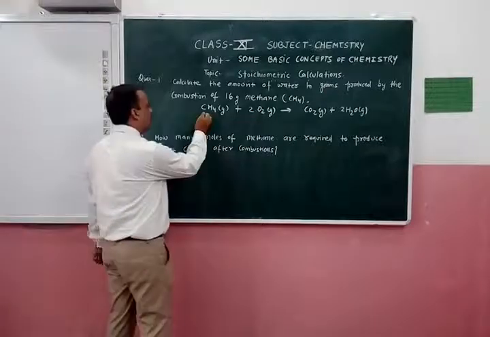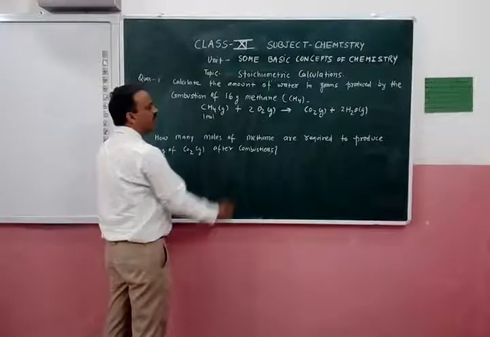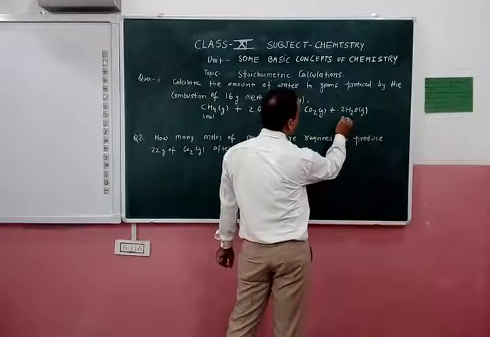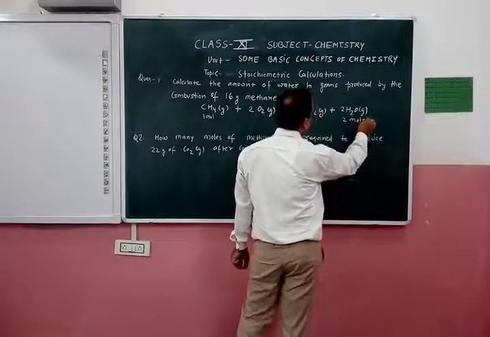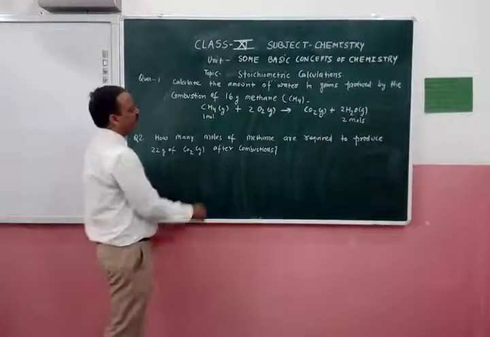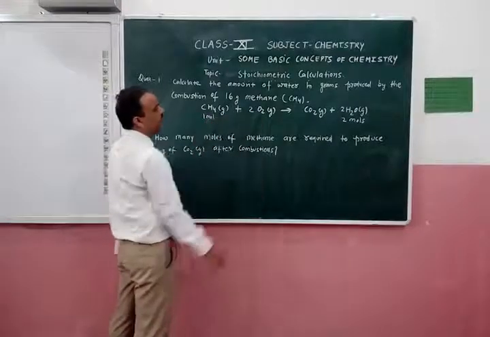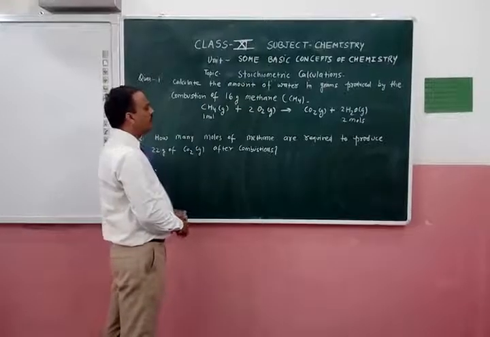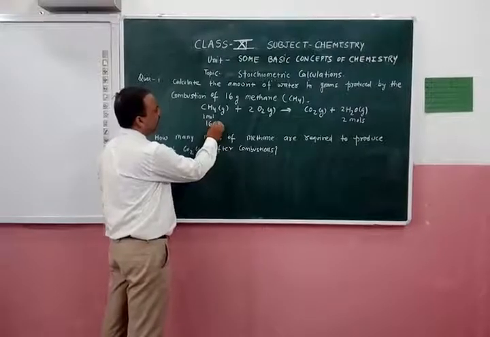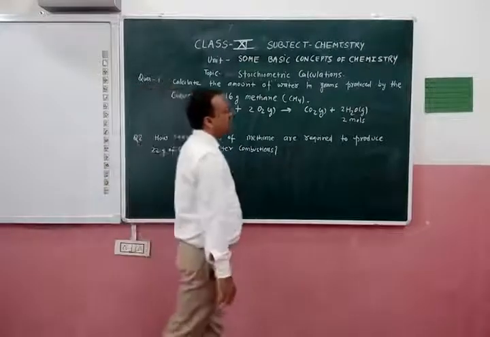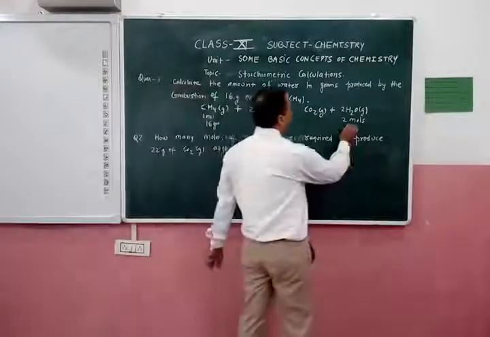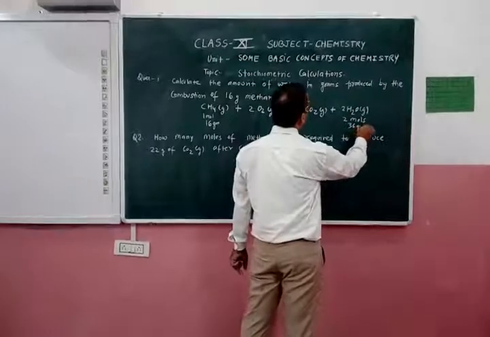That is 1 mole of methane, and in the products we have 1 mole of CO2 and 2 moles of water. It means when we use 1 mole of CH4, we get 2 moles of water. 1 mole means 16 gram, and by using this 16 gram, how much water are we getting? We are getting 36 grams of water.